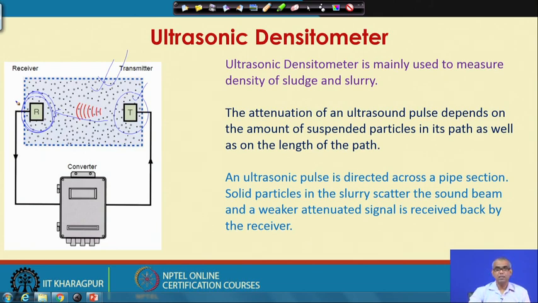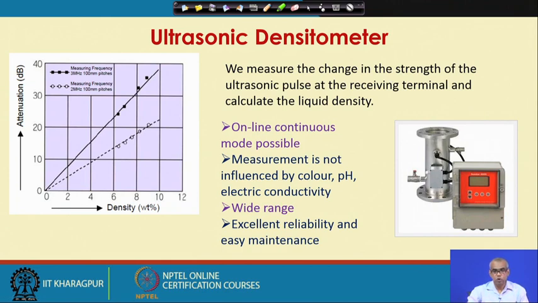So, by measuring the difference of these intensities, or by measuring the attenuation of the intensity of the sound wave of the ultrasound, I can find out the density, because the degree to which it will be attenuated depends on the density of the slurry or sludge. So, we measure the change in the strength of the ultrasound pulse at the receiving terminal and calculate the liquid density.